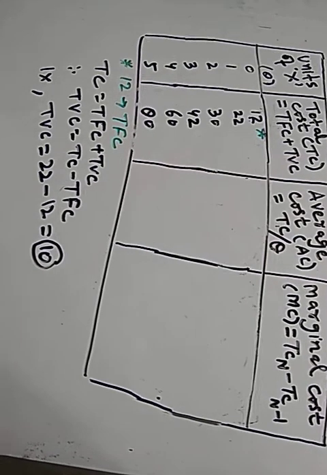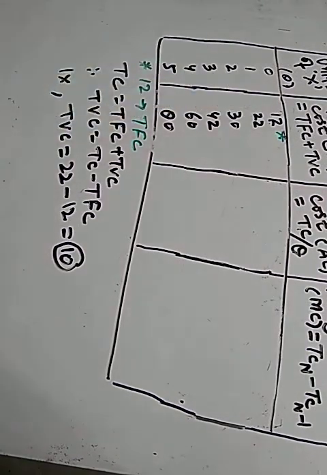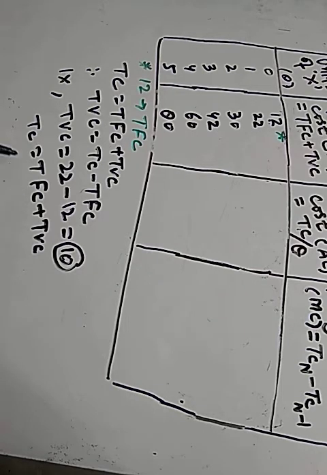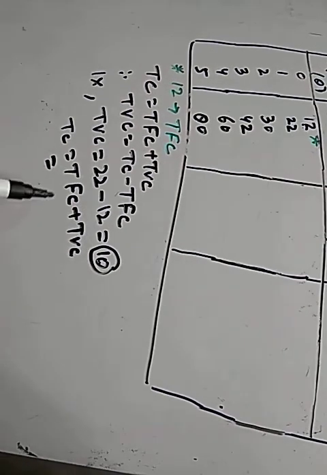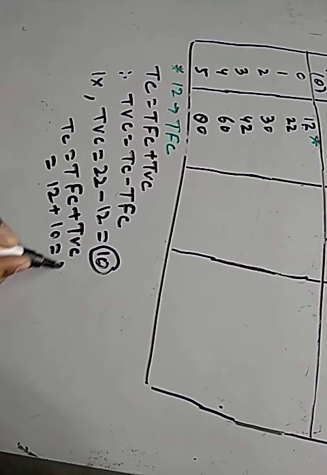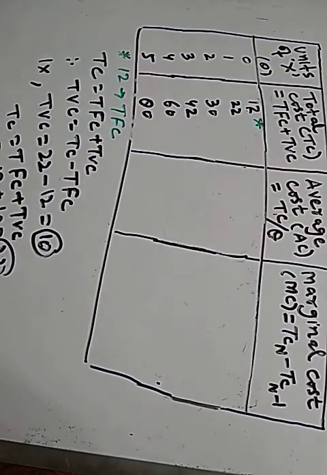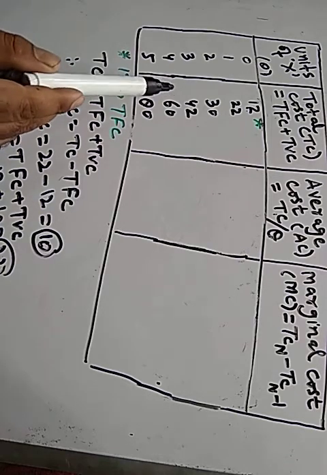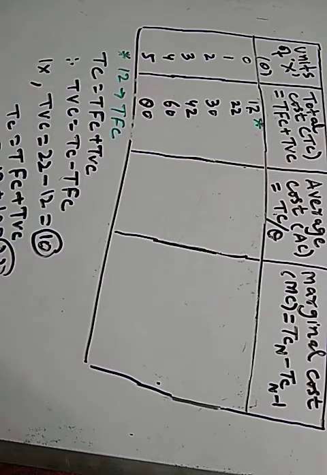Therefore total variable cost is 10 rupees, total cost is 22, and total fixed cost is 12. Substitute this value in this equation: total cost equals total fixed cost plus total variable cost. Total fixed cost we have calculated is 12 rupees, and total variable cost we have calculated from this equation is 10, so it will be equal to 22. Total cost is 22. For the other values you can use this formula to calculate total variable cost from total cost when total fixed cost is given.